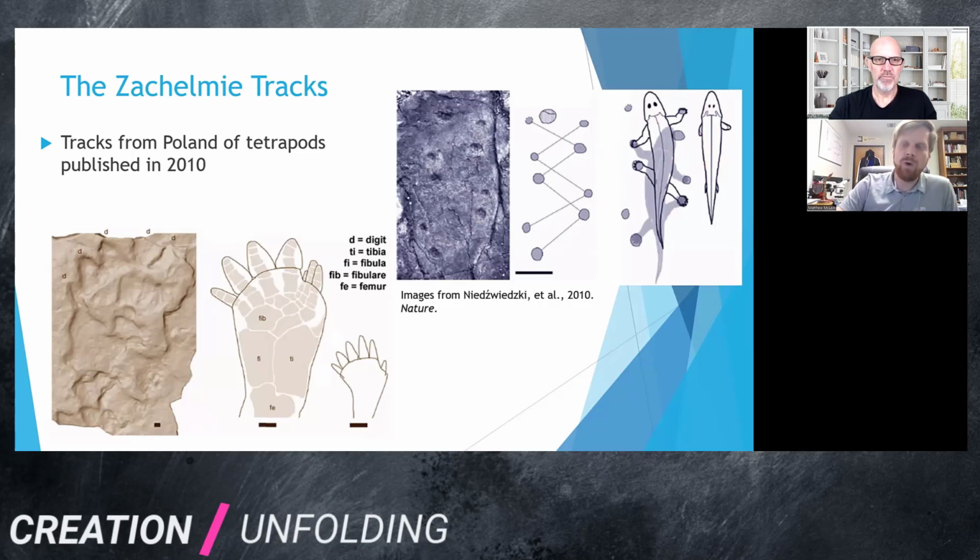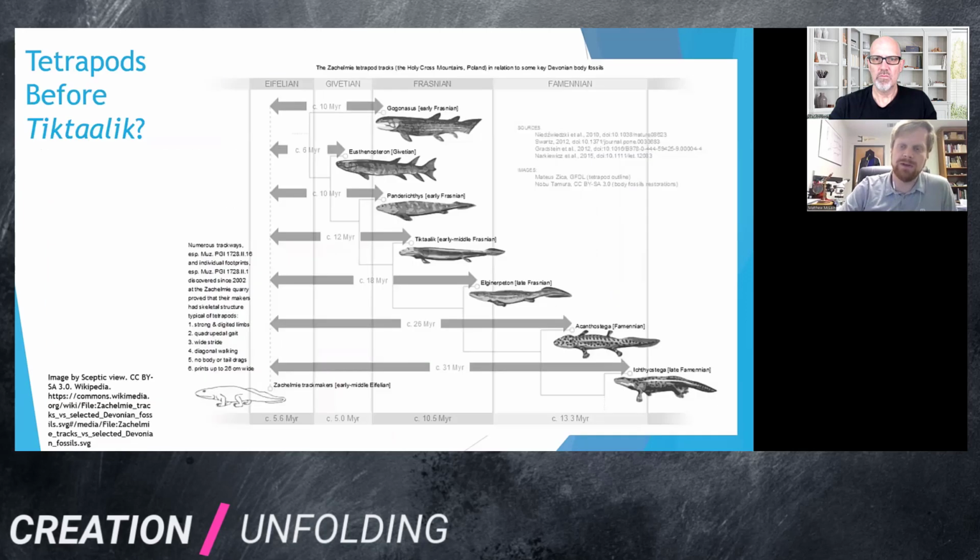What was interesting about these tracks in particular was their age. Okay, the stratigraphy on them. They're from the lower part of the Middle Devonian. So let me show you what that means. Here are our first tetrapods, Acanthostega and Ichthyostega, right? And Elginerpeton might be in that group. Tiktaalik is right here. Eusthenopteron, the fish we talked about, is right there. Where are the tracks found? They're found way back here in the Eifelian.